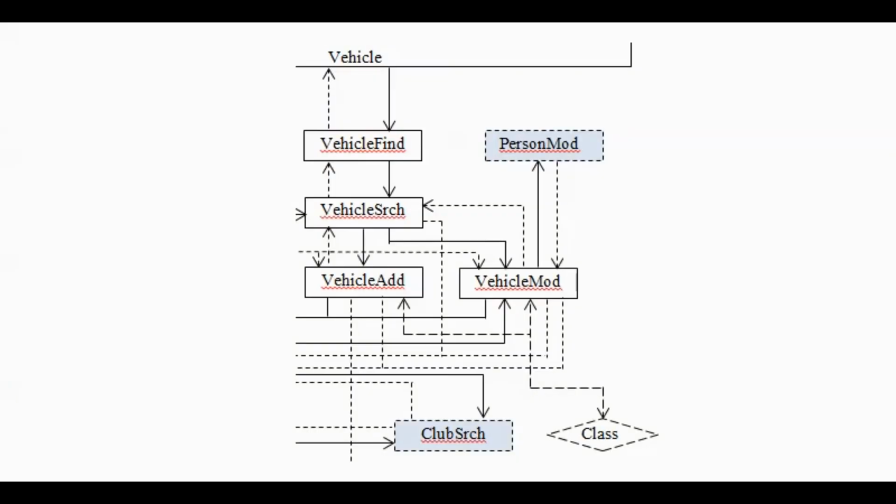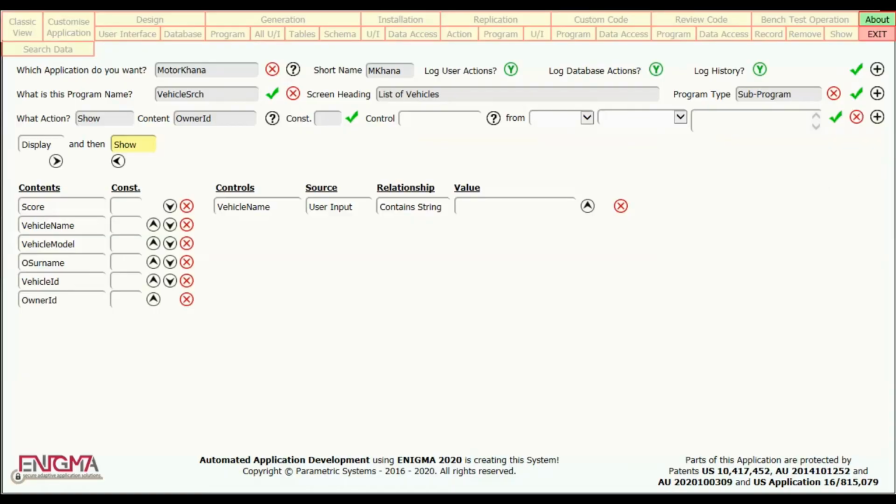Following on from vehicle search are the vehicle add, and vehicle mod programs. Both are connected to a decision symbol labeled class. This brings us to consideration of the way in which Enigma handles business rules. Specification of a business rule requires a new program. 2 actions are required for each business rule.